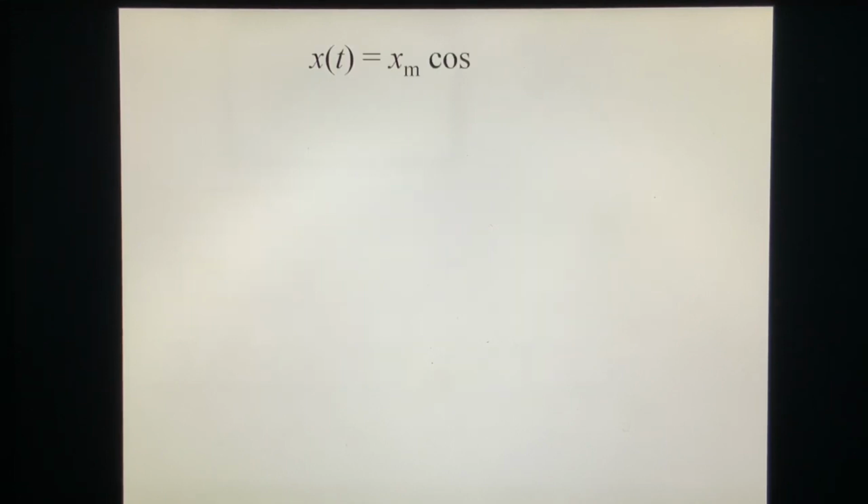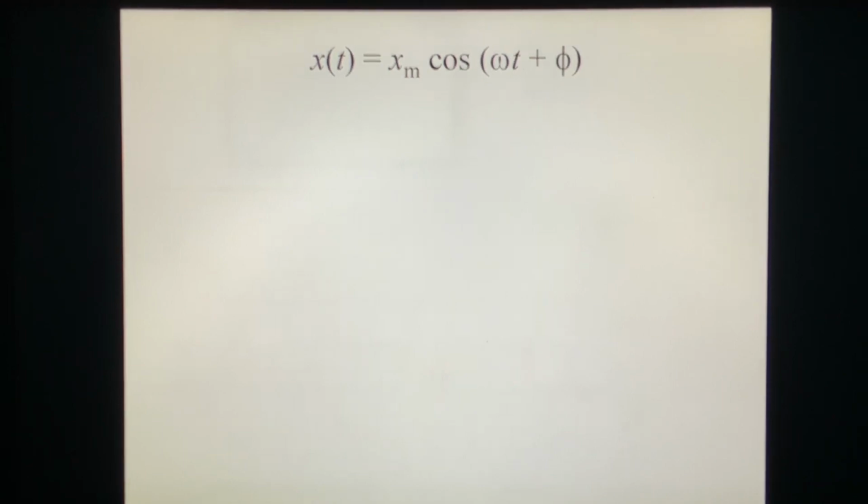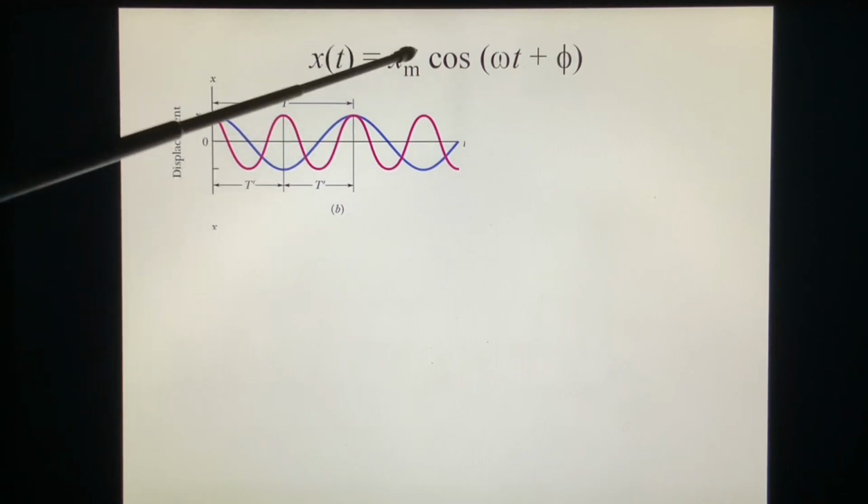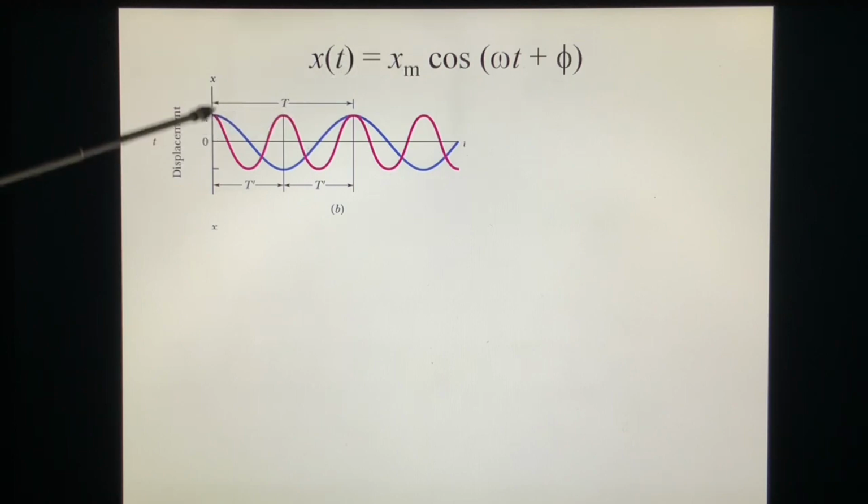So this is a simple harmonic motion. x at t equals xm cosine omega t plus phi. Now we look at these two, the blue one and the red one. Their xm are the same, because the maximum displacement, this is x, is the same. But they repeat themselves, one cycle, in different times. The blue one is this T. The red one is this T prime. So the periods are different.